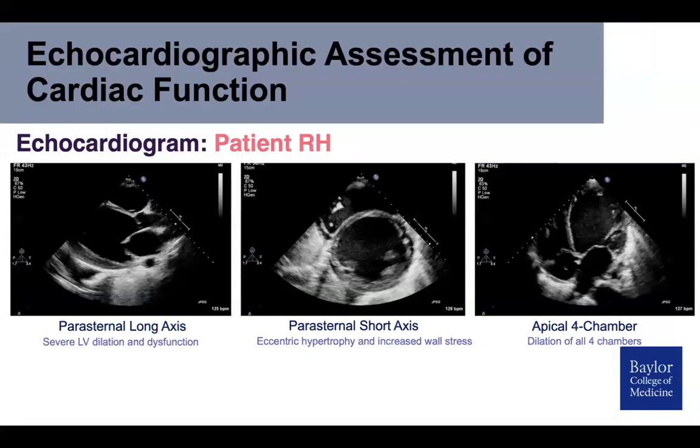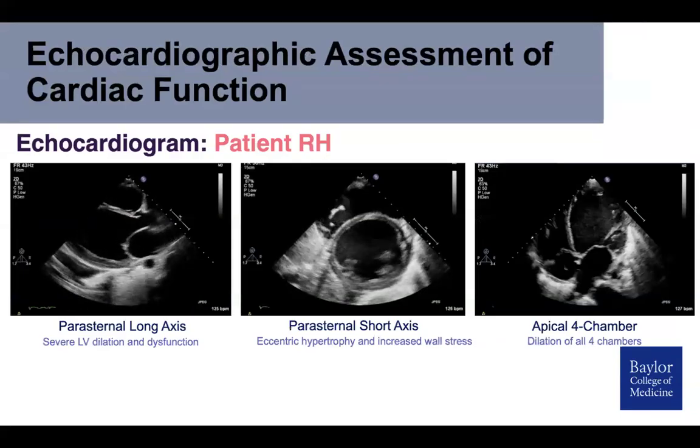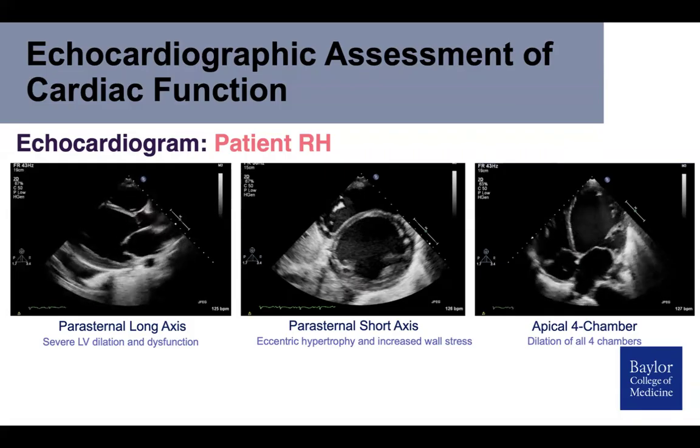So when we're working these patients up, we look at our patient RH. We look at the echocardiogram. On his parasternal long axis, you see a severe left ventricular dilation and dysfunction. In the short axis, eccentric hypertrophy. These patients will have increased wall stress. And in the apical four-chamber view, you can see dilation of all four chambers.